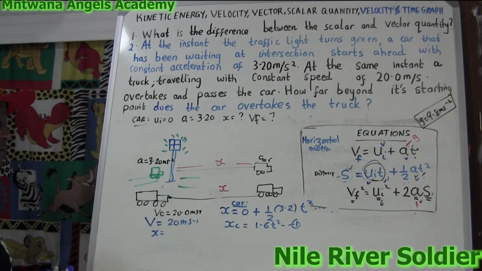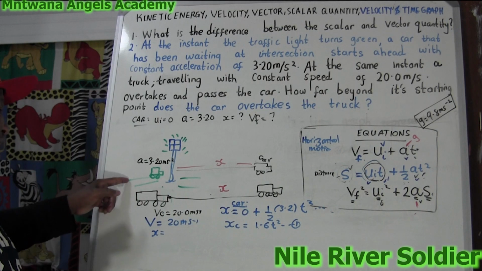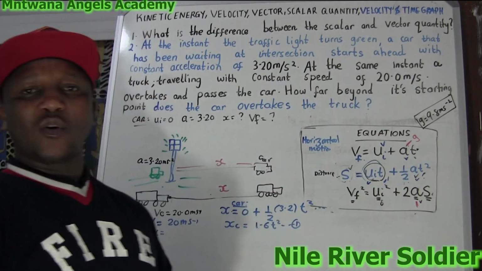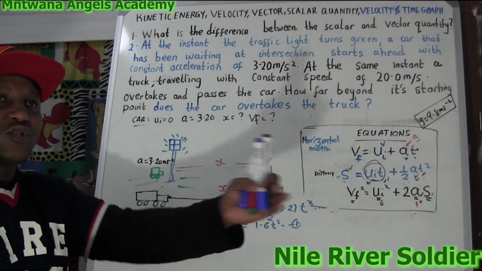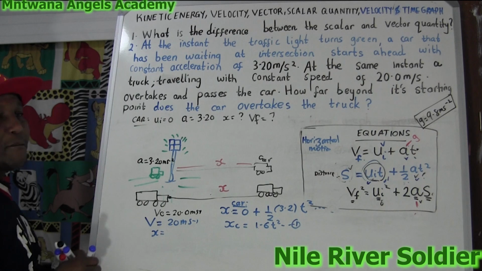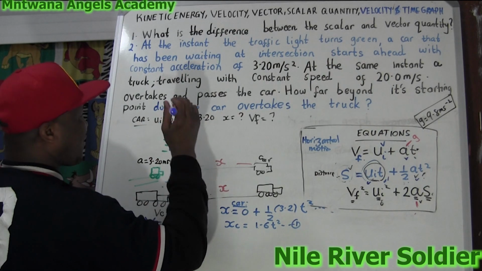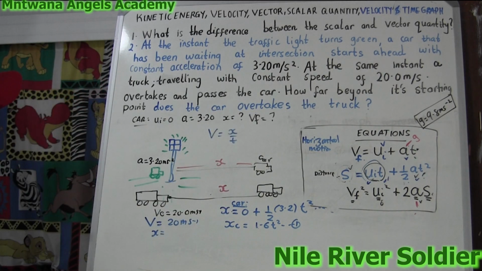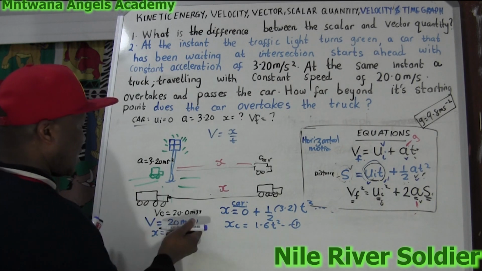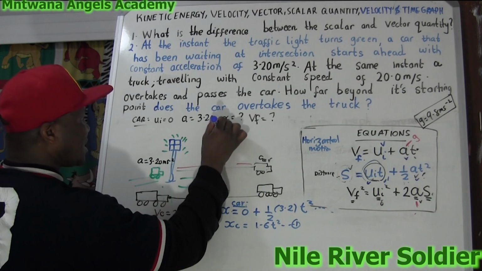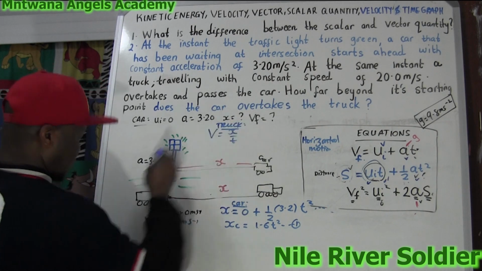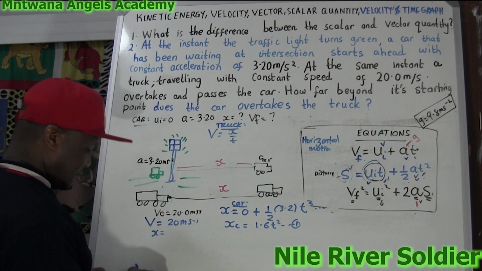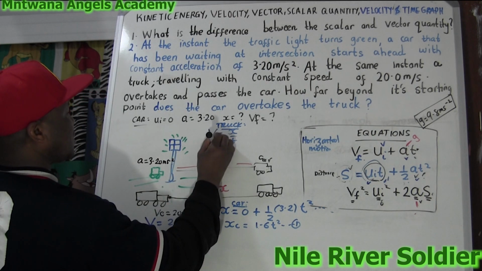So the problem is I don't have the time, but I can use the truck now to get the time. How am I going to do that? Remember, for the truck, I don't think it's good to use any of these, because the velocity does not specify initial or final. It's just a constant velocity. So we're going to use the basic formula we learned in grade 5, 6, 7, 8: velocity equals distance over time. For the truck, the velocity we have is 20, which is constant.